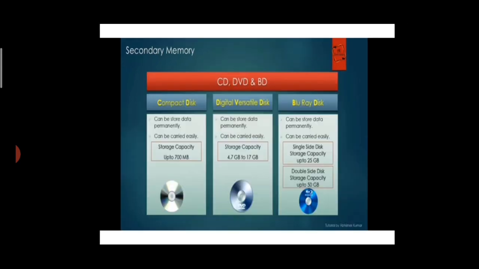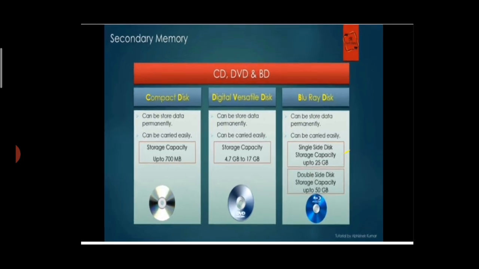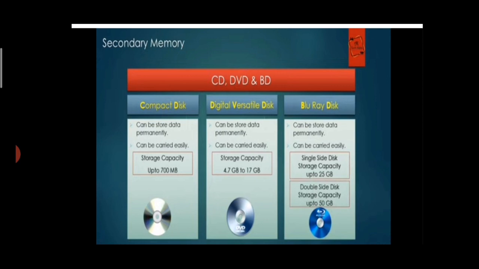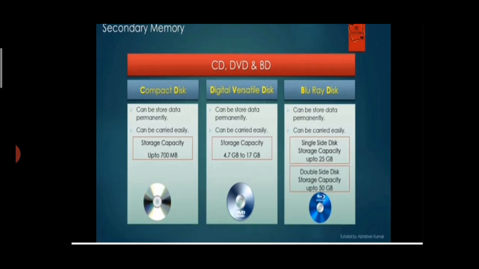Now next one is CD, DVD and BD. What is the full form of CD, DVD and BD? CD stands for compact disc, DVD stands for digital versatile disc and BD stands for Blu-ray disc. These three things look similar to each other, but they have different functionalities.